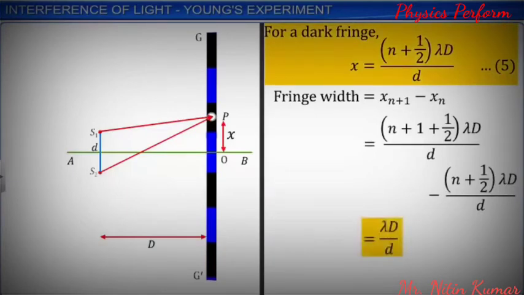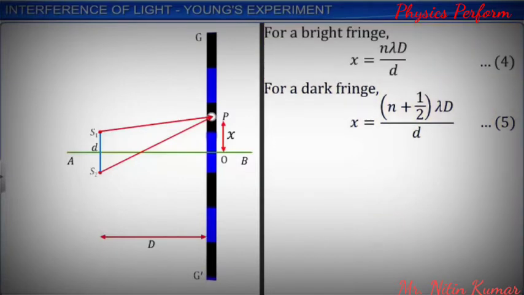Hence, the fringe width is the same for both the dark and bright fringes, which means the dark and bright fringes are equally spaced. If the fringe width is represented by β, then β is equal to λD/d. Let this be equation 6.